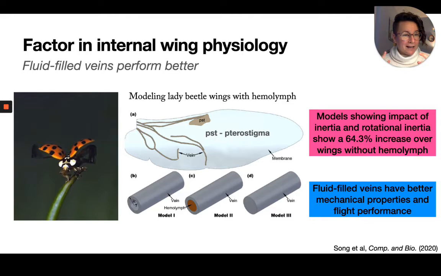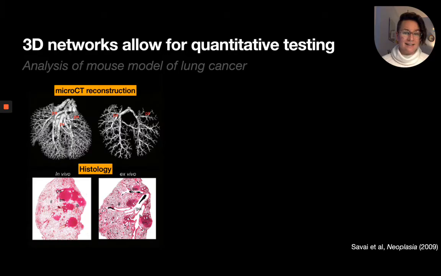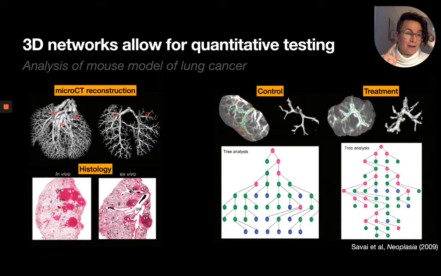But what do we actually know about the three-dimensional wing structure of insect wings? We know that 3D networks can help us understand damage and disease, as they do with this mouse model here, where you can see the micro CT 3D reconstruction and some of the histology slices, and it can further inform how treatments affect that network and how we can analyze that. So this is a valuable way of looking at a network.